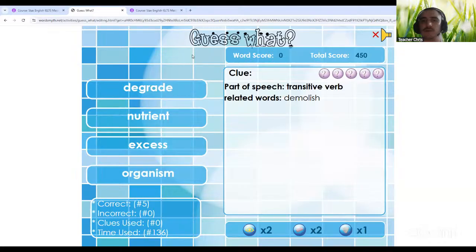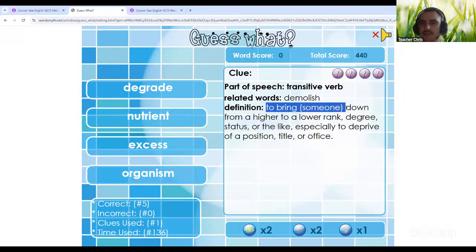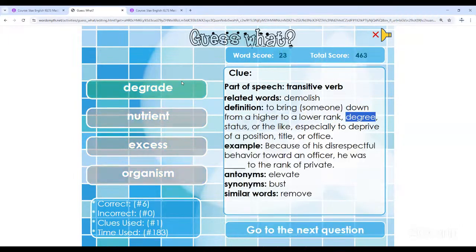So the next word is a transitive verb, and a related word is demolish. So it's not a synonym, but it's kind of related. Demolish means to destroy a building entirely. Let's have a clue, shall we? To bring someone or something down from a higher to a lower rank. Degrade. Degrade is right. Very good.